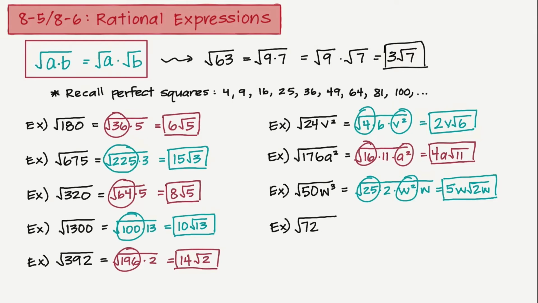Let's find the square root of 72u to the 4th power. So 72 is the same as 36 times 2, and then I still have my u to the 4th power. Square root of 36 is 6, square root of u to the 4th is u squared, and I'm left with radical 2. So hopefully this made sense.